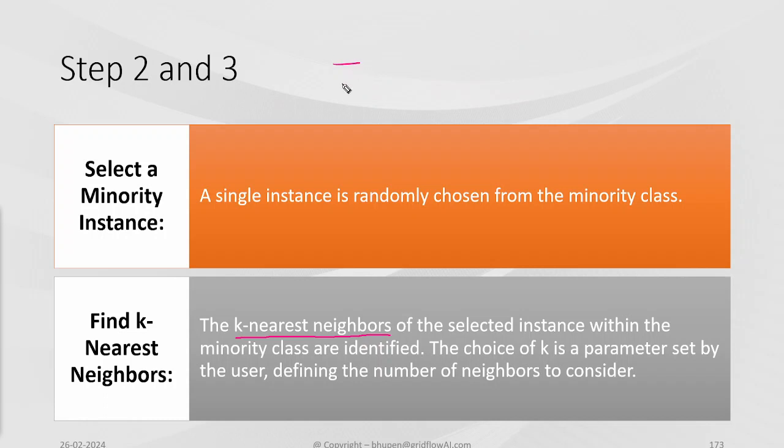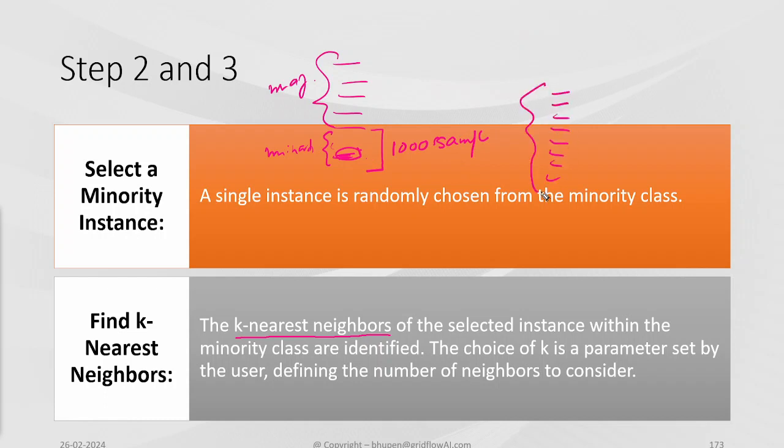So let's say these are our rows, and this is my minority class here, and this is my majority class. What we're going to do is look at one of these samples in the minority class. Let's say the minority class has 1000 samples, and for the chosen one, we're going to find the closest two. Let's say the closest two are this one and this one.